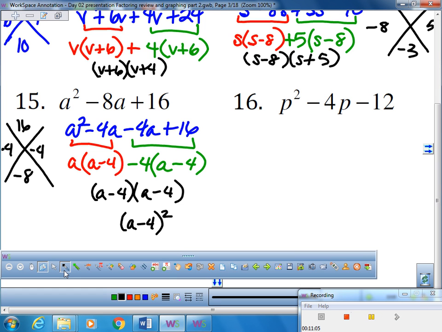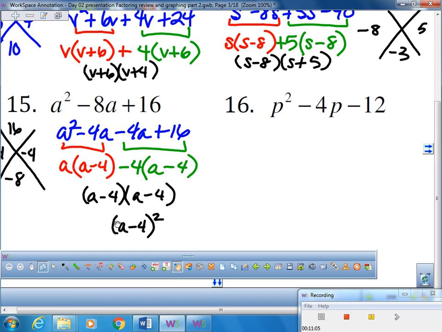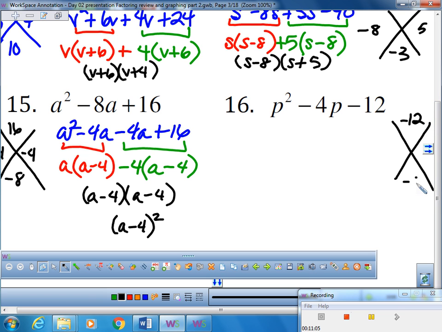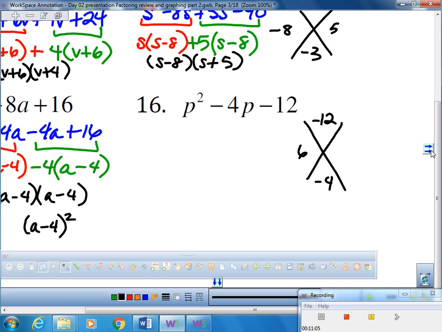All right, so I'm going to get my little X out here, and all it is is just organizing my factors. So I have negative 12 and negative 4. So what two numbers? I know 6 and 2 make 12. Does 6 and 2 somehow make negative 4? Yes, somehow it does. With 6 and 2, I would have to make that 6 negative and the 2 positive in order to make it negative 4.